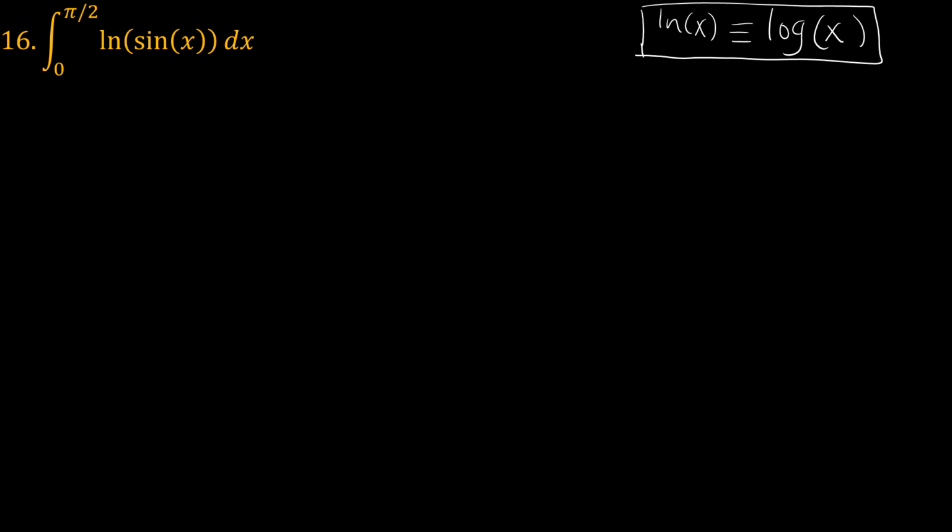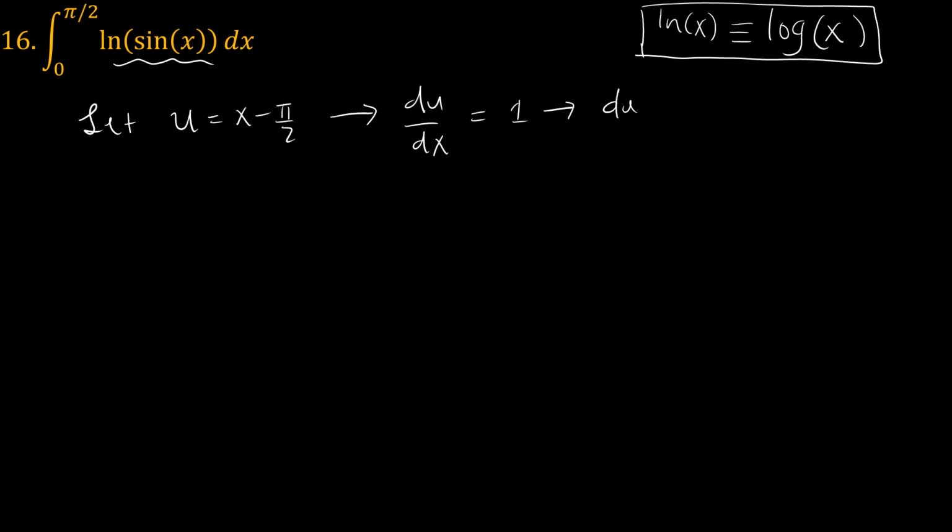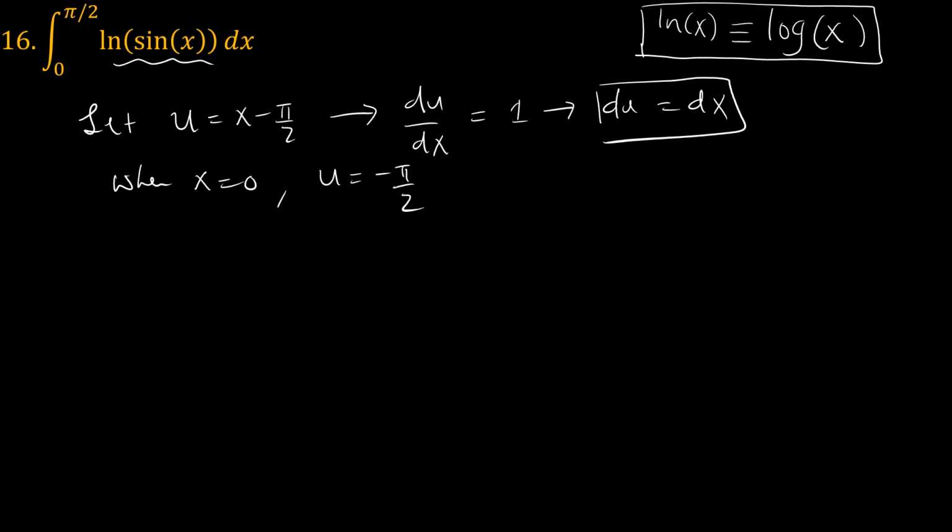I'd like to see what the natural logarithm of cosine of x integrated would be. So I'll just say let u be equal to x minus pi over 2. And what that means is that du/dx is equal to 1, and that means du can be substituted for dx. And so when x equals 0, u will be equal to negative pi over 2. When x equals pi over 2, u would be equal to 0.